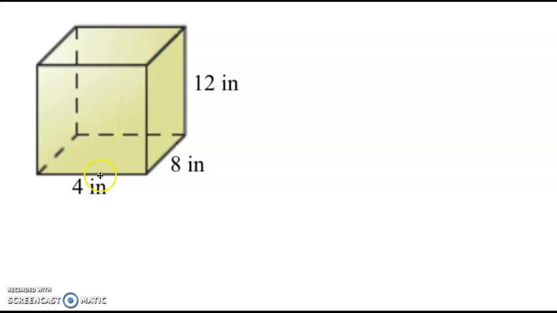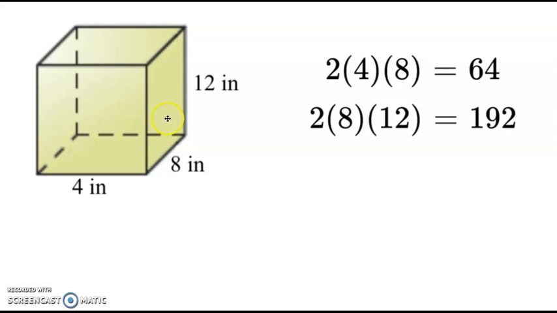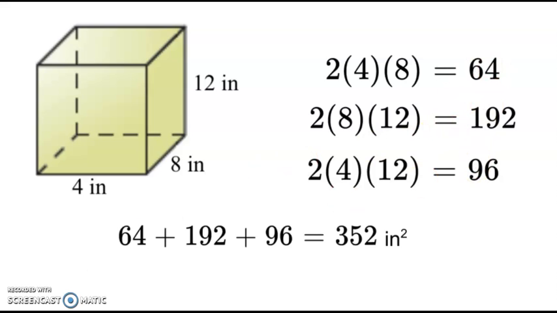So top and bottom. We do 4 times 8 times 2. That gives you 64. And that is the area of the top and the bottom faces. So left and right faces, 8 times 12 times 2 is 192. And that's the area of these two faces. Front and back faces would be 4 times 12 times 2, which gives you 96. Add all 3 of those up, and you get 352 inches squared for the surface area.